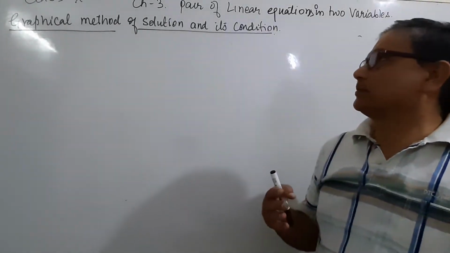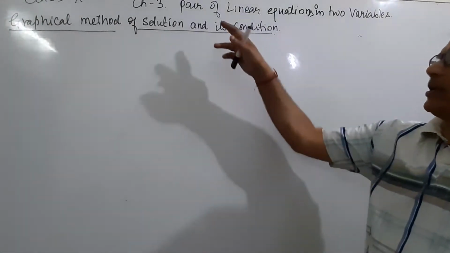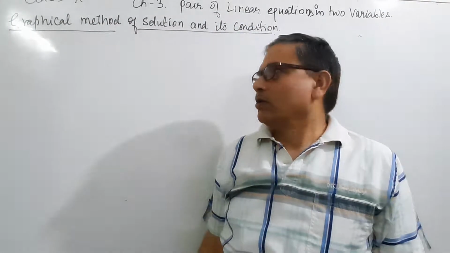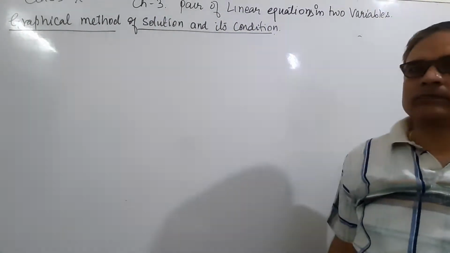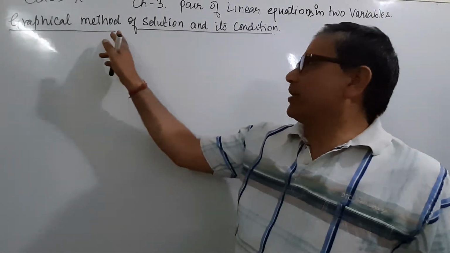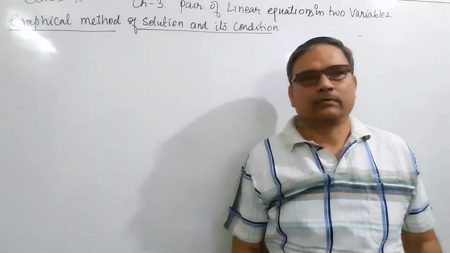Today we will start chapter 3 of class 10th mathematics, and the name of the chapter is Pair of Linear Equations in Two Variables. Today we will solve linear equations in two variables by the graphical method and its conditions.